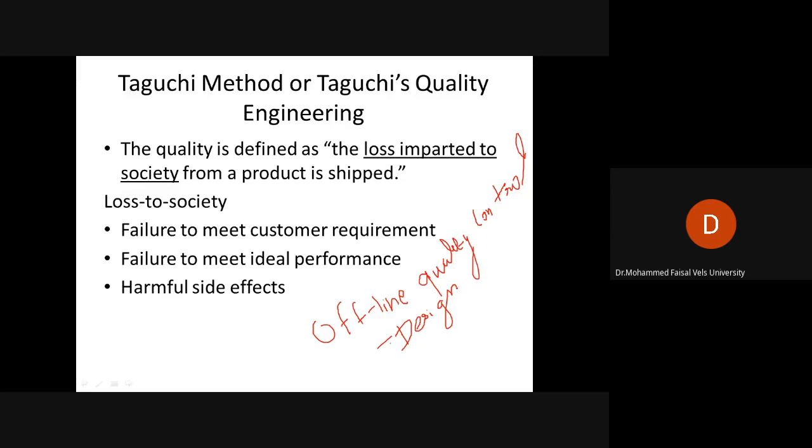In the manufacturing process, he tries to emphasize more on the manufacturing process, but it tells that it will start from the design itself. That's why what he tried to develop, as I told you, is also called quality engineering. He tries to explain three different contexts actually.